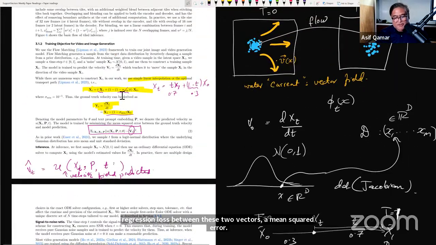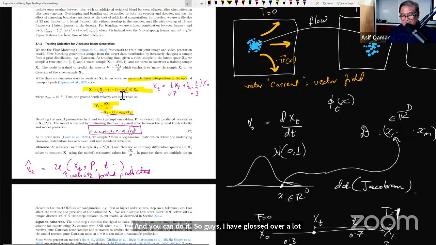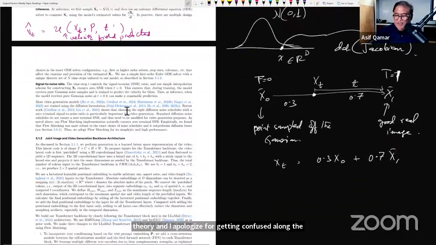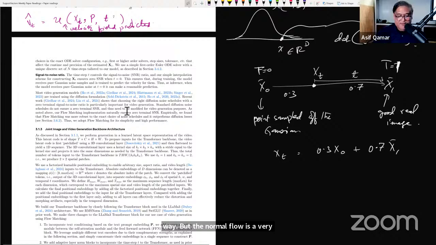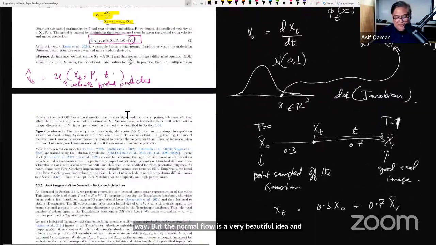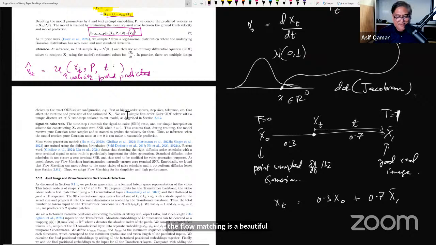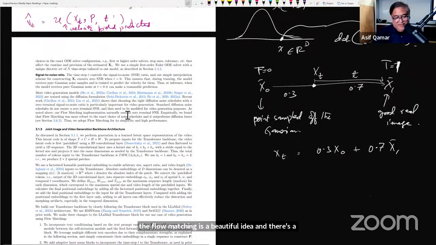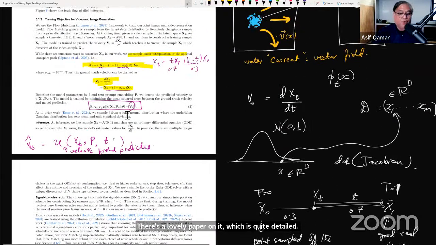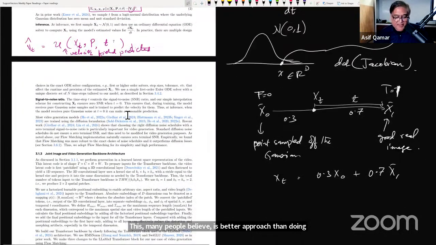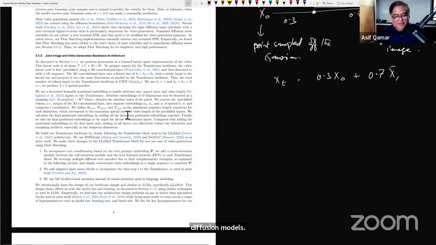So guys, I have glossed over a lot of theory, and I apologize for getting confused along the way. But normalizing flow is a very beautiful idea, and flow matching is a beautiful idea, and there's a lovely paper on it, which is quite detailed. Maybe we should do a paper reading on it at some point. But take it for granted that if you follow this, many people believe it is a better approach than diffusion models. So they seem to be using this, or at least it's an alternative to diffusion.